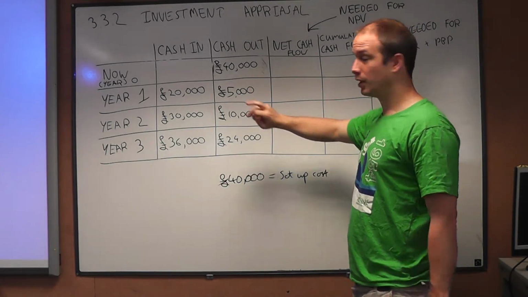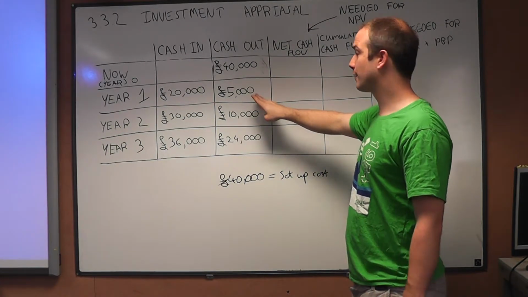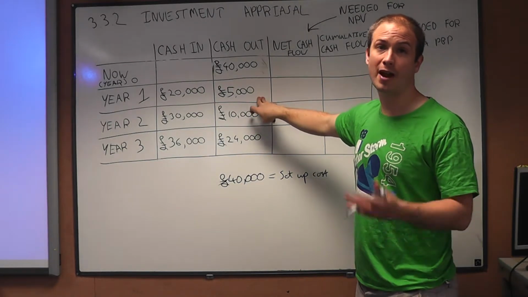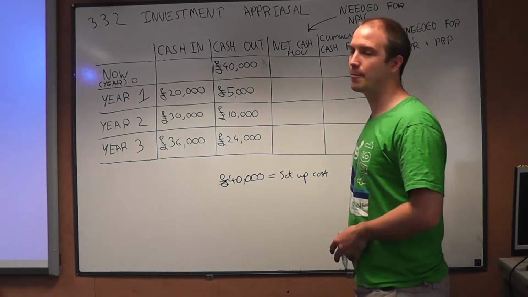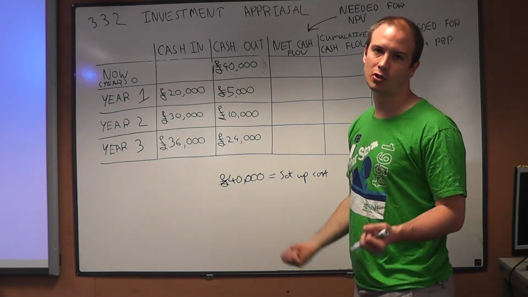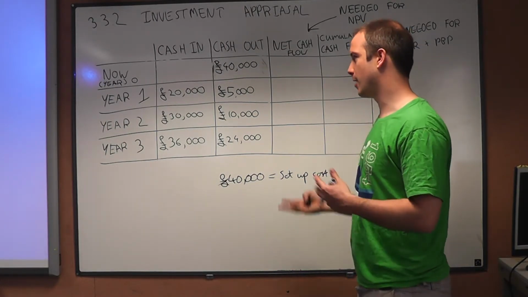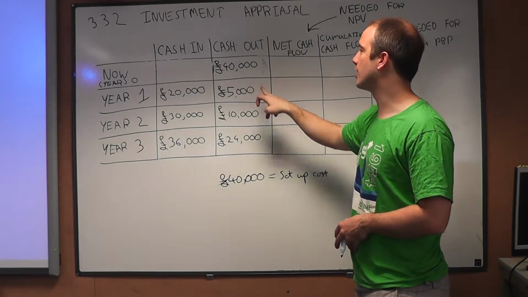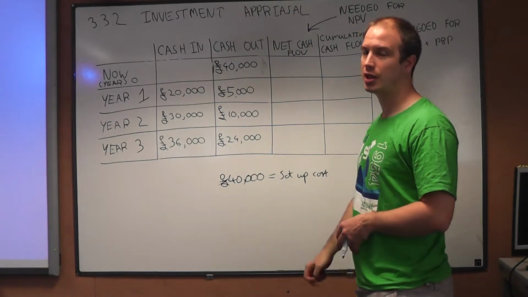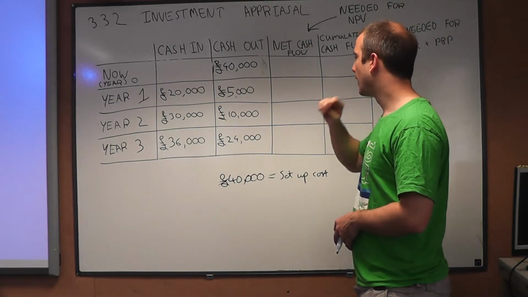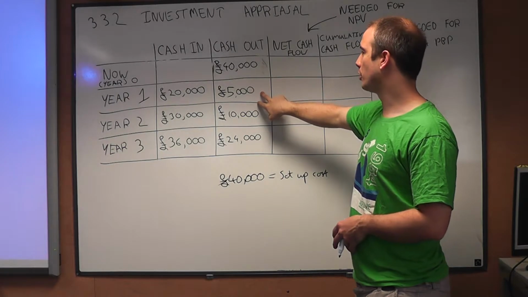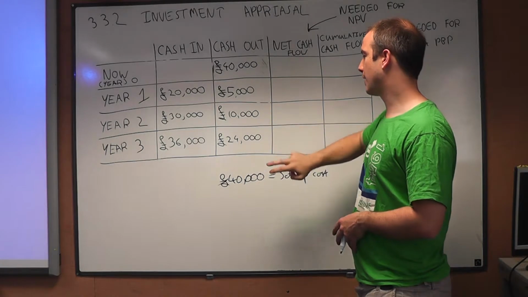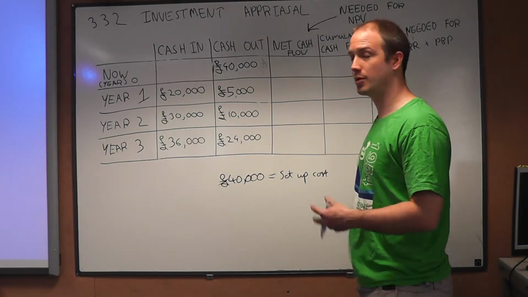In year one, it costs the business £5,000 to run the machine. The reason for that could be the variable costs. With this example, they've got to buy the leather for the shoes, or the plastic for the 3D printer, etc. So there will usually, in most years, be a cash out figure attached to the machine. In year one, we had a cash out of £5,000. In year two, we had £10,000, and in year three, it cost the business £24,000.